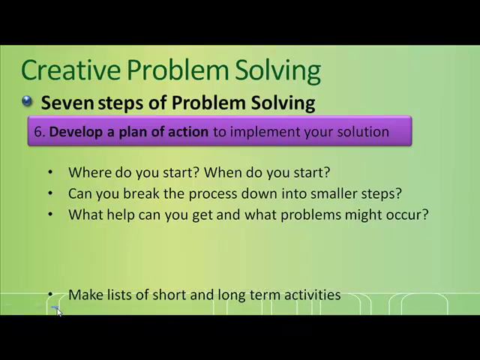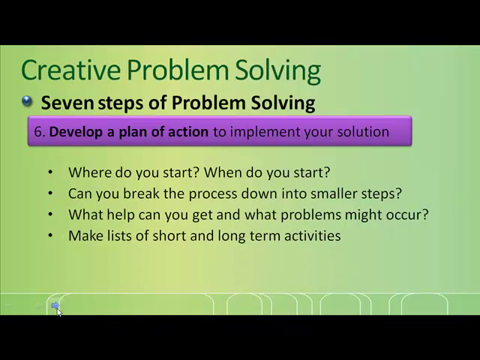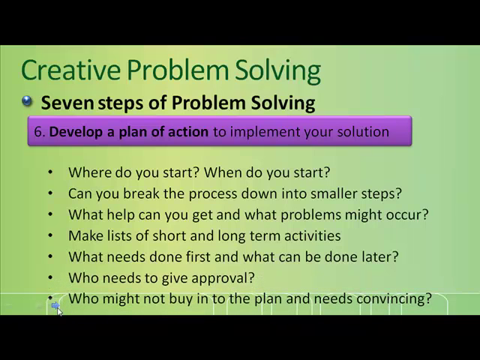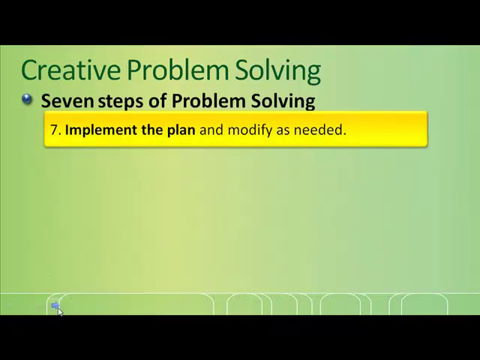Lists of short and long-term activities, what needs done first and what can be done later, who needs to get approval and who might not buy into the plan and need convincing. And the last step of the process is implementing the plan and then modifying as needed.